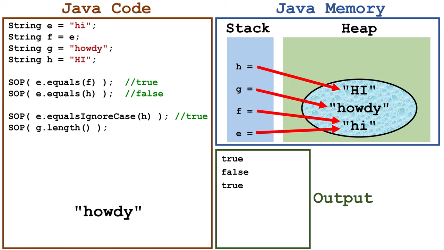Here, we call the length method. The length method counts the number of characters in the string and returns it as an int. G is pointing at howdy, so length will return 5. Next, we have the substring method, which copies a part of the string and returns that part as a new string. The original string the variable is pointing at will be unchanged.